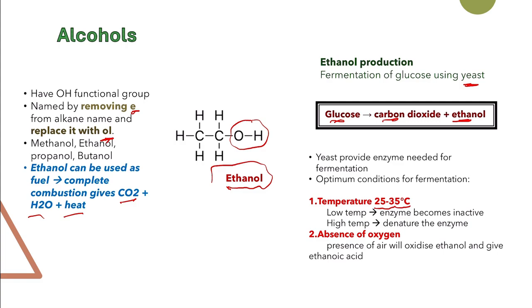as well. And also this reaction, the fermentation, needs to be done in the absence of oxygen because presence of oxygen will oxidize ethanol to give ethanoic acid, and it will not stop at the stage of formation of ethanol. So to obtain ethanol, you need to run the fermentation in the absence of oxygen or under anaerobic conditions.